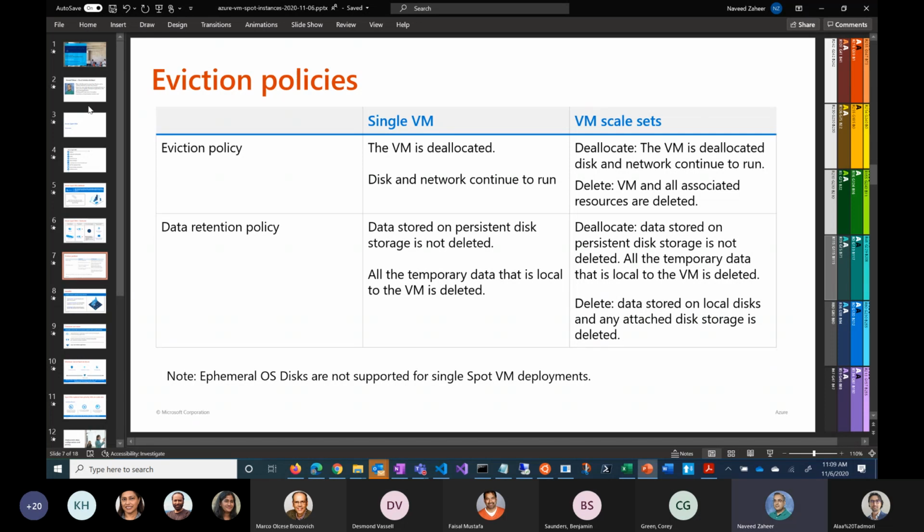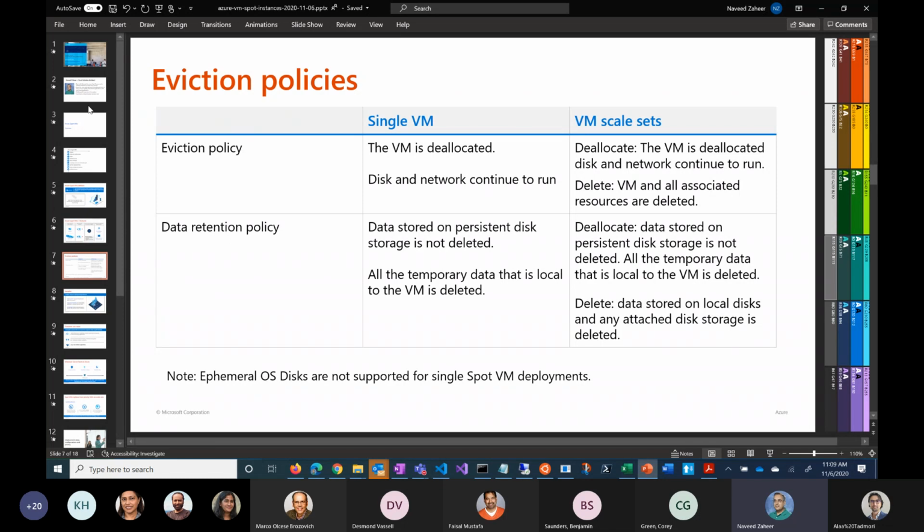So what is that scenario? Let's say you created a VM and now you're saying if when the eviction happens, delete the VM. In that case, the VM and disks are deleted. Just keep in mind, if it is deallocated, you're still paying for the disk. And this is one thing very important.